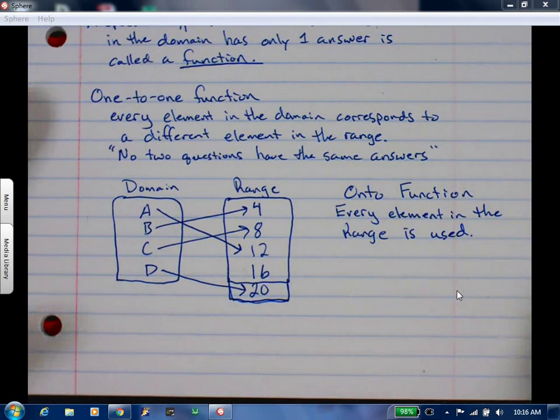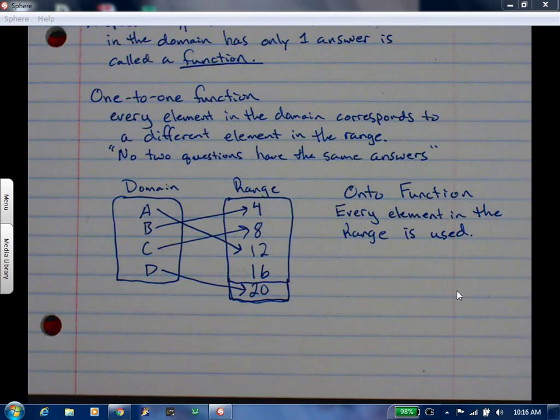is used. We're just going to cut short there. They go on to some other garbage. We're just going to say every element in the range is used. So the one I just drew up here, this is why I added the 20 for this example. What element is not being used here in the range? 16. So this is not considered an onto function. It's a one-to-one, but it's not onto because you have an answer that's not being used over here.